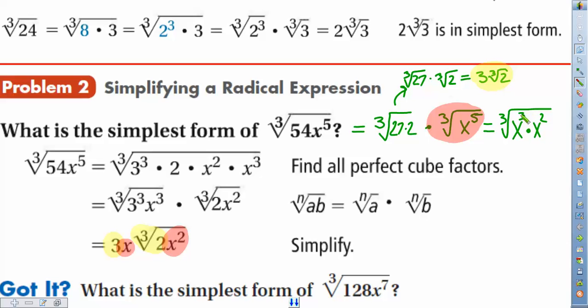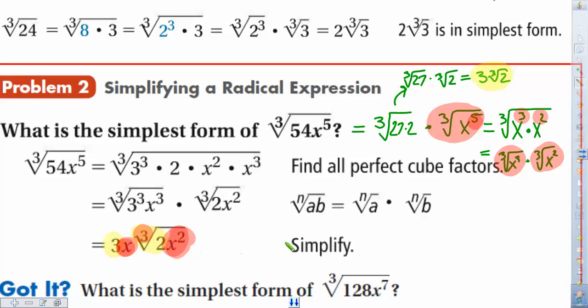Remember our property of exponents, that 3 and that 2, when we add those together, that would create that 5 right there. And what that allows us to do is take the cube root of x to the 3rd and multiply that by the cube root of x squared. The cube root of x to the third would just be that x you see right there. And over here, that cube root of x squared is still right there. We'll clean this up in a minute.